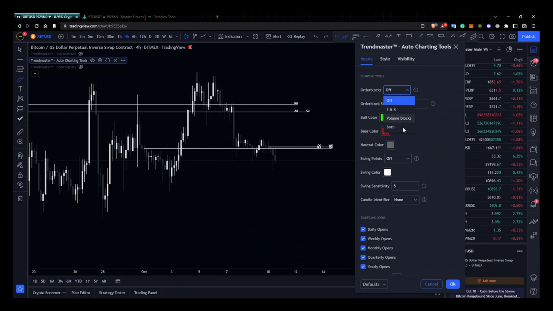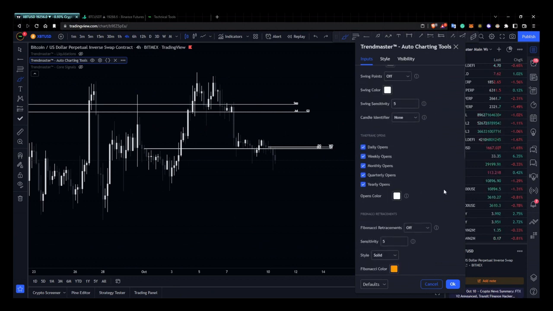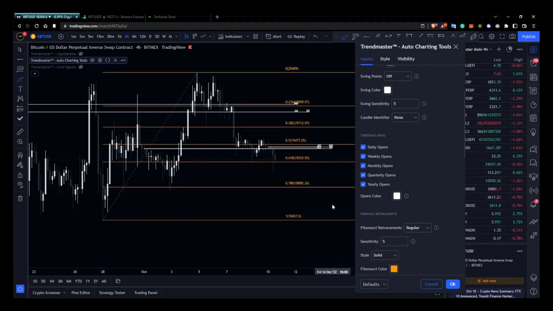Between that and the SR and volume blocks, those are my bread and butter for how I trade this stuff. Fib retracements. In the older version of this, there were a lot of different functions like deviation and depth. We've optimized it now so you can change the sensitivity of it to whatever fits your liking.